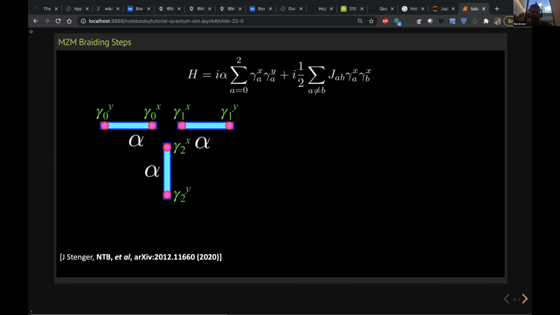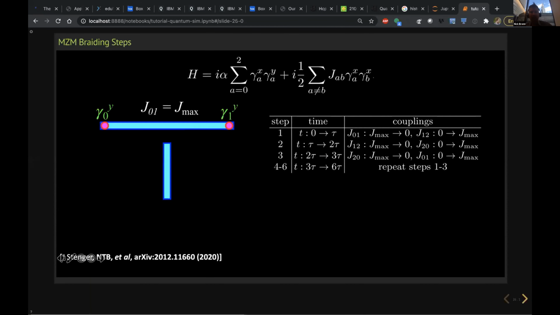And then we have these J terms, which is what we can control, and these are the inter-site coupling. So these are the 3 terms we want to control in the Hamiltonian in order to get these Majoranas to fuse on and off with each other, and use that to move the Majoranas on the outside around and braid them, essentially.